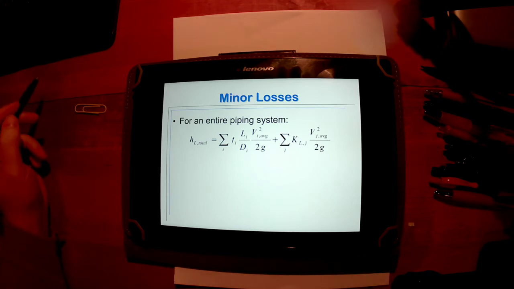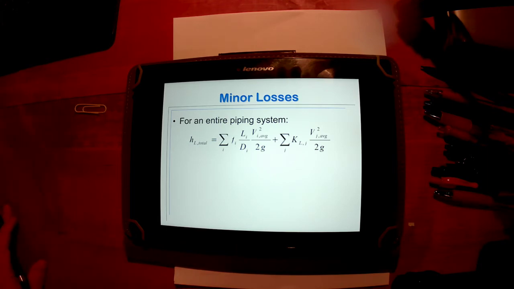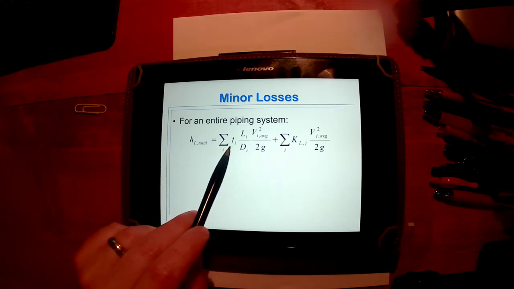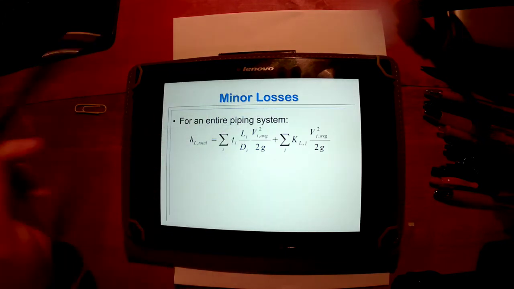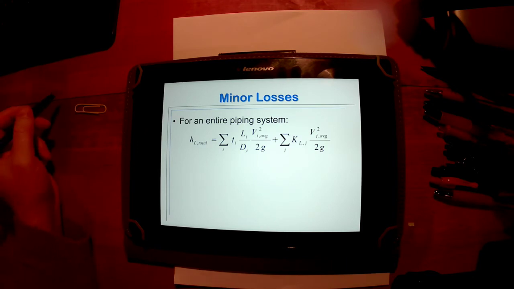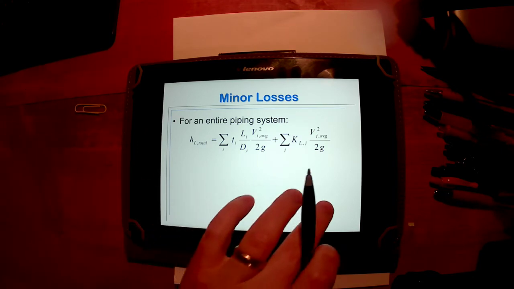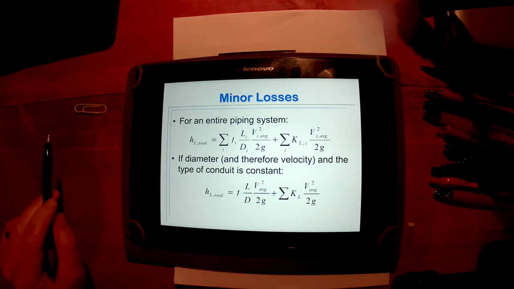Now, this is again a realistic scenario. What I would normally put on, say, an exam, I probably wouldn't put a whole bunch of different diameters on the exam problem, because those are timed, and the algebra gets pretty intensive there, having to find a Darcy friction factor for this pipe section and then that pipe section. Normally what we'll do is we'll just stick with a single diameter throughout the entire piping system.